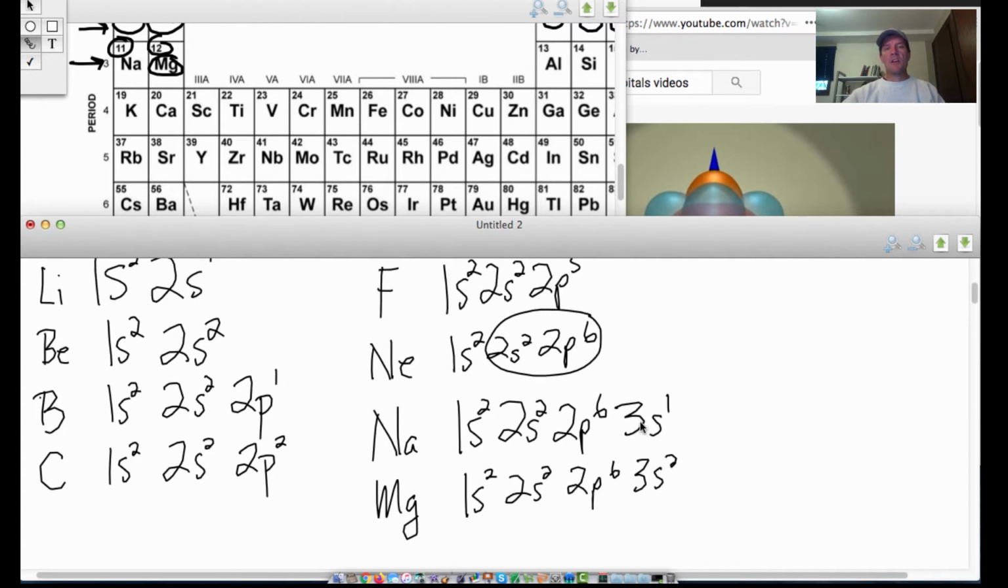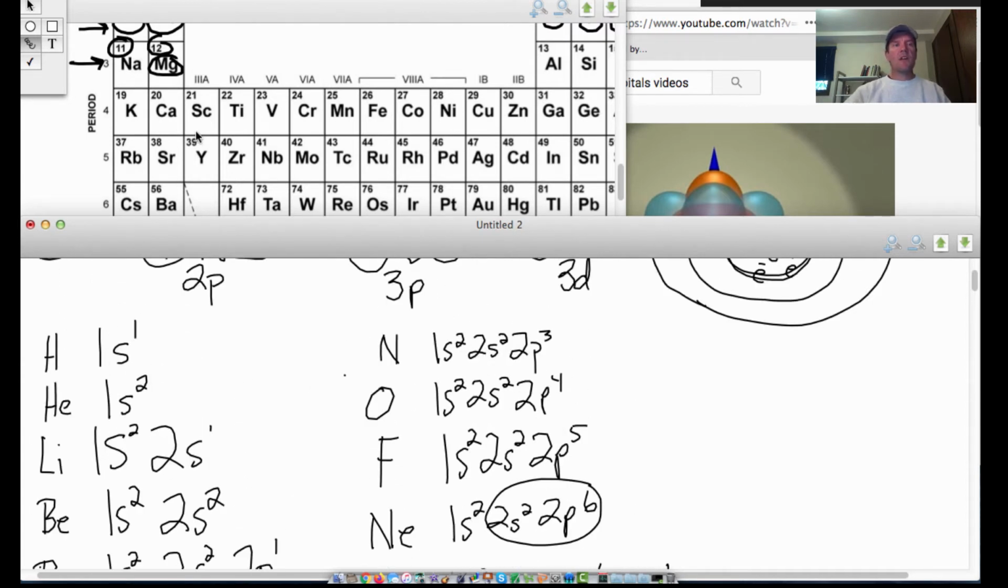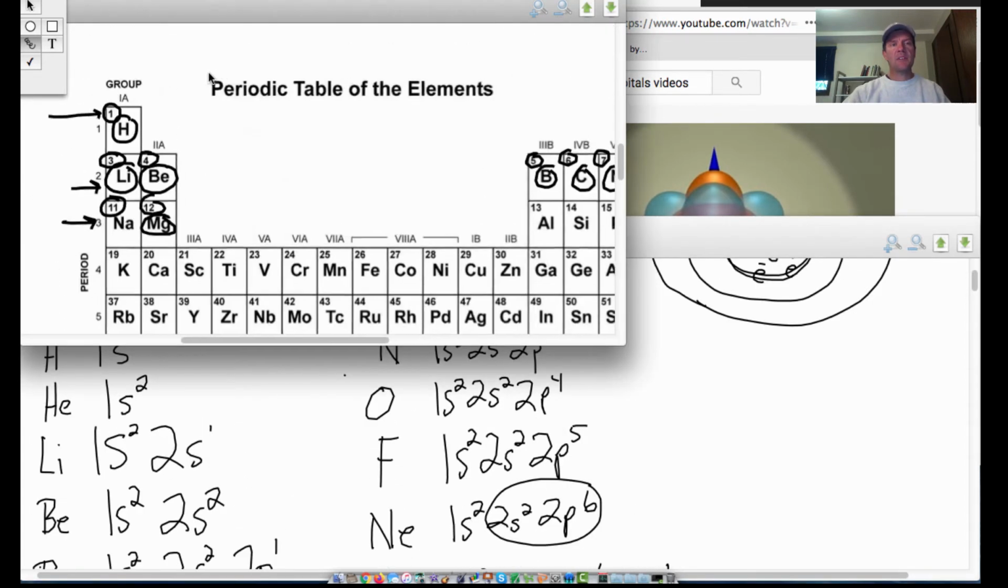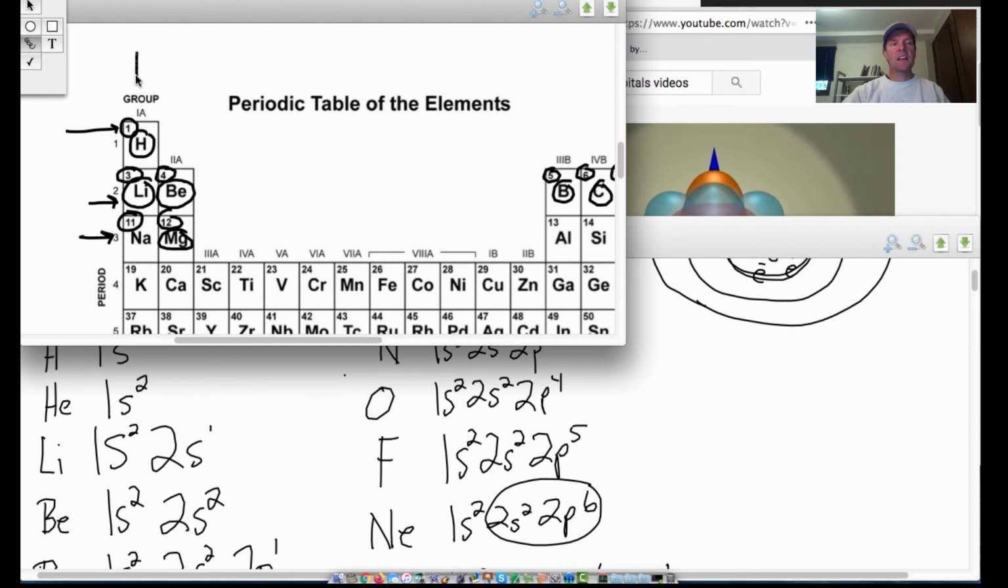Now, there is a repeating pattern here, maybe you're starting to discover it already, that corresponds with the periodic table. There are a couple of patterns that I want you to recognize. One, every element in a column has a similar ending to its electron configuration. Let me show you what I mean.